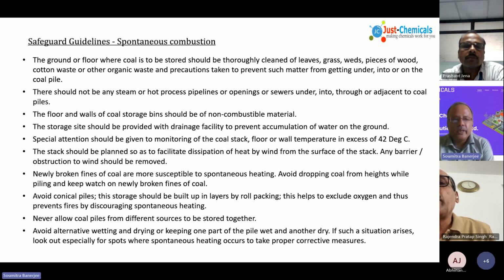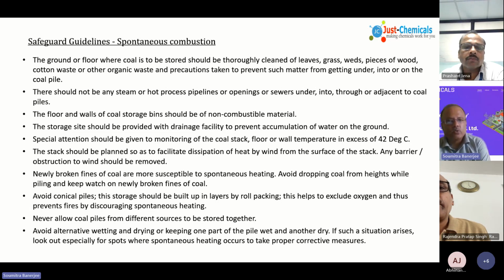There should not be any steam or hot process pipelines or openings or sewers under, into, through, or adjacent to the coal pile. The floor and walls of coal storage bins, if there are any, should be non-combustible material. The storage sites should be provided with drainage facility to prevent accumulation of water on the ground. Special attention is to be given to monitoring of coal stack, floor or wall temperature in excess of 42 degrees centigrade.